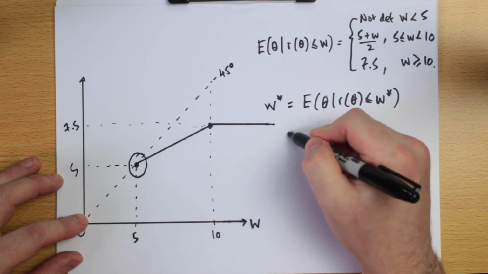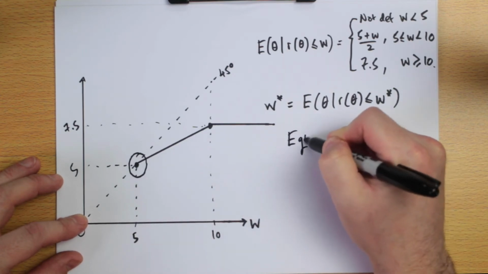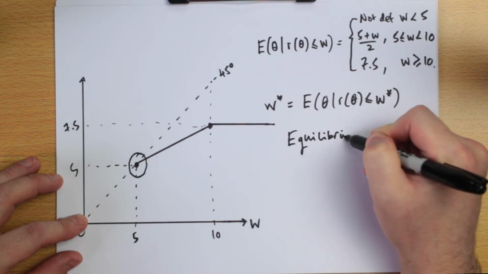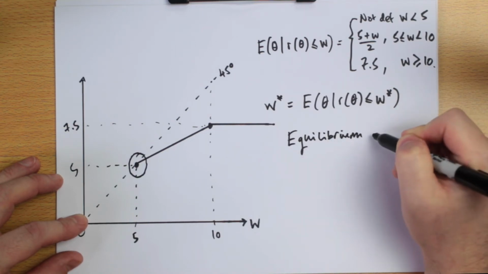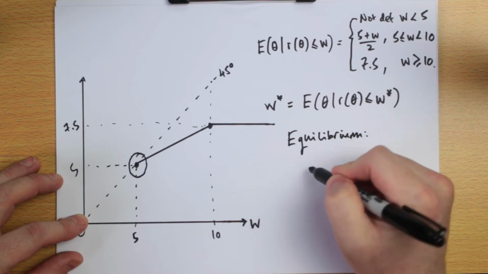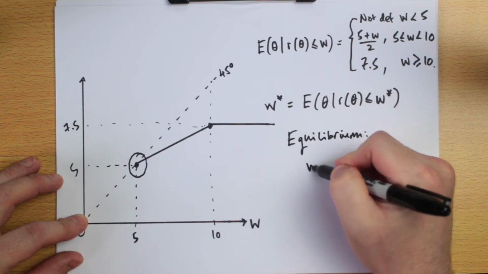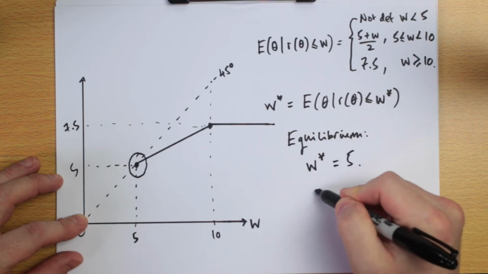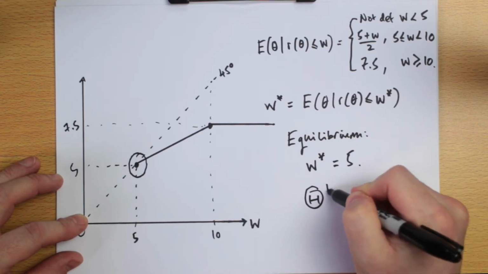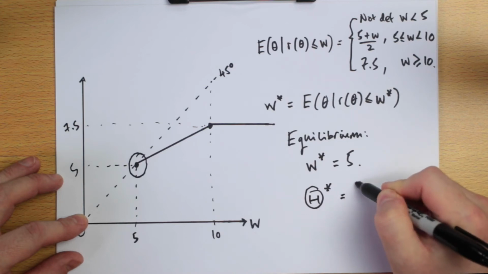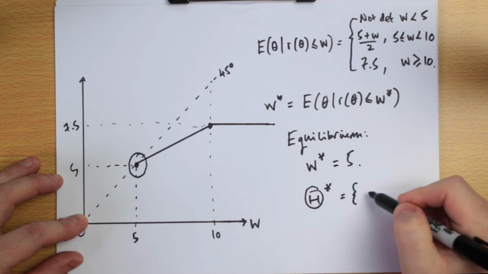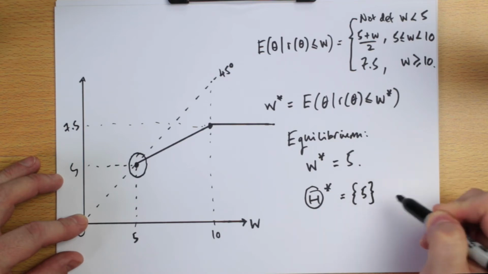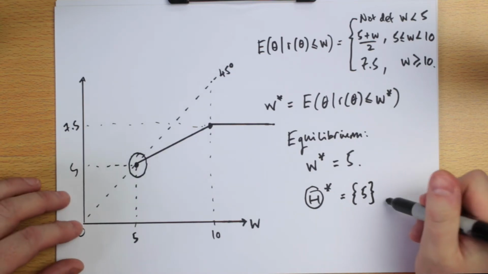So now we can describe the competitive equilibrium of this market under asymmetric information. It's two things: an equilibrium wage W star equal to 5, and a set of types employed, capital theta star. Who's going to accept this equilibrium wage? Just one type, the type whose productivity is equal to 5.